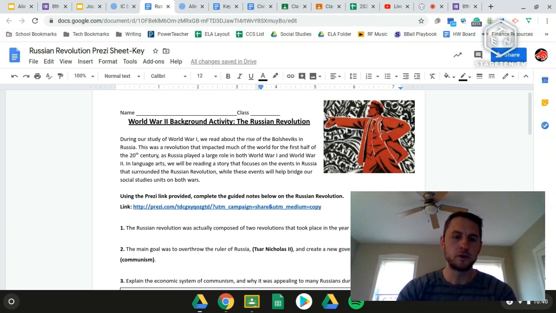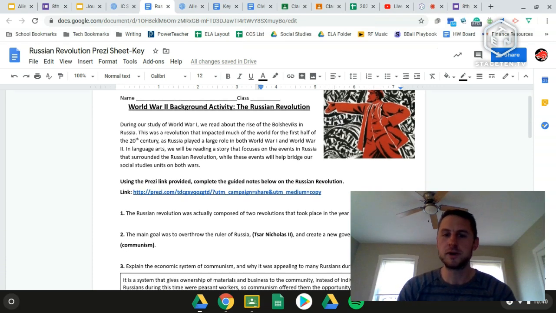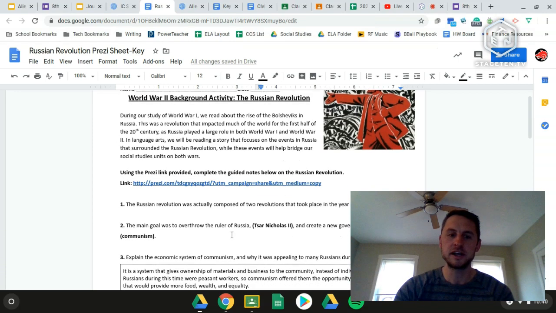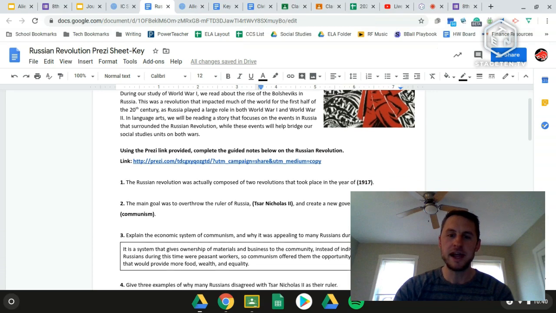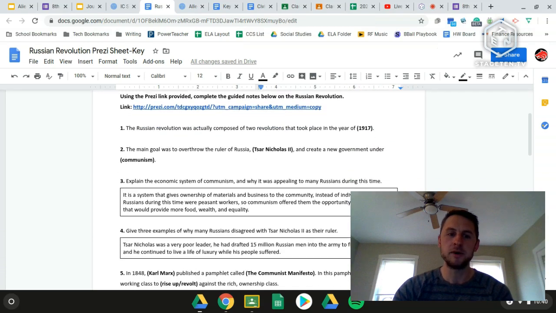So the Russian Revolution was actually composed of two revolutions that took place in 1917, and the main goal was to overthrow the ruler of Russia, Tsar Nicholas II, and then to create a new government under communism.